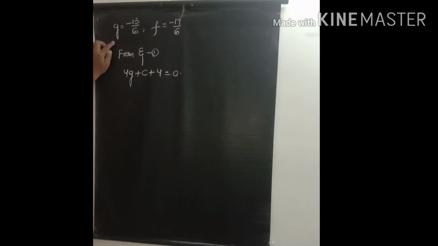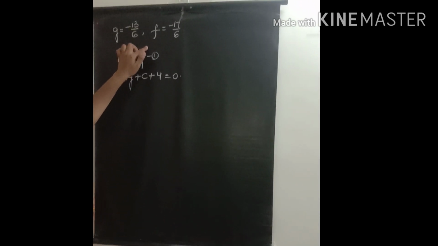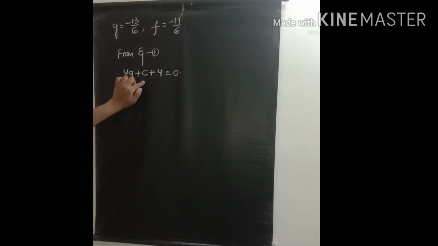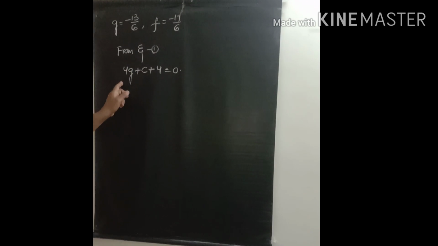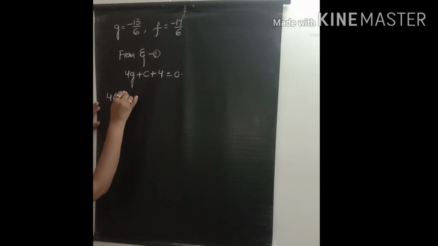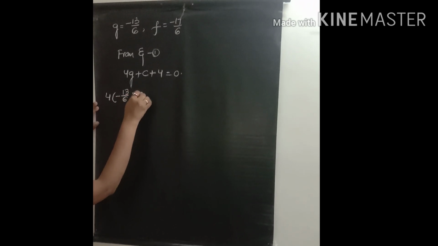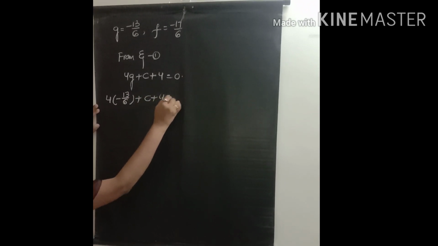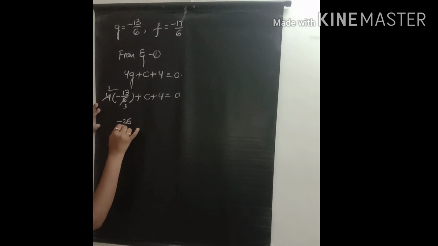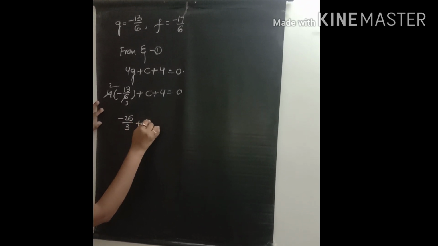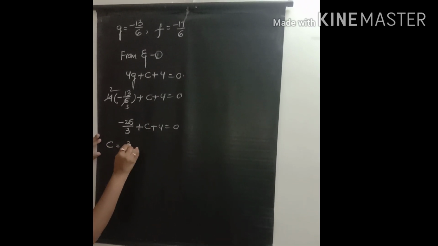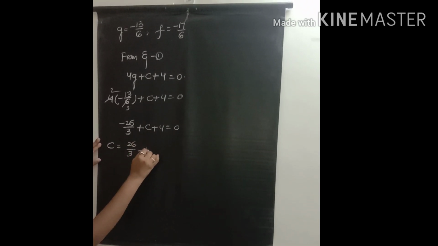So g is equal to minus 13 by 6, f is equal to minus 17 by 6. Now we are substituting these values in the first equation to get the value of c. From the first equation, 4g plus c plus 4 is equal to 0. Taking the g value, 4 into minus 13 by 6 plus c plus 4 is equal to 0. Now 2 times 3 times, minus 26 by 3 plus c plus 4 is equal to 0. Then c is equal to 26 by 3 minus 4.